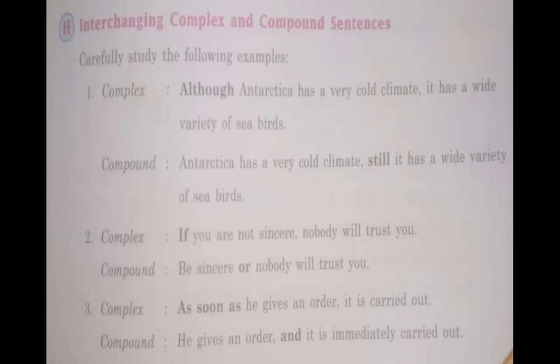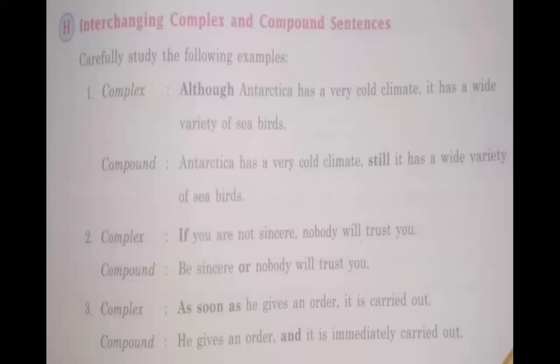So when you change this, you need to make both parts independent clauses. Just remove although. Antarctica has a very cold climate is a complete sentence if we remove although, because although is a subordinate conjunction. If you remove this, the sentence will become independent. It has a wide variety of seabirds is also independent. So what do you need basically to change this into a compound sentence? You need only a coordinate conjunction. Once you mention a coordinate conjunction between both the clauses, the sentence will become a compound sentence.